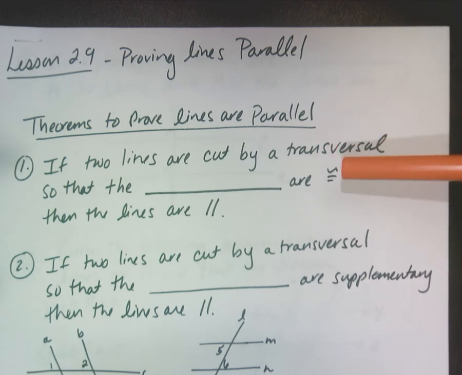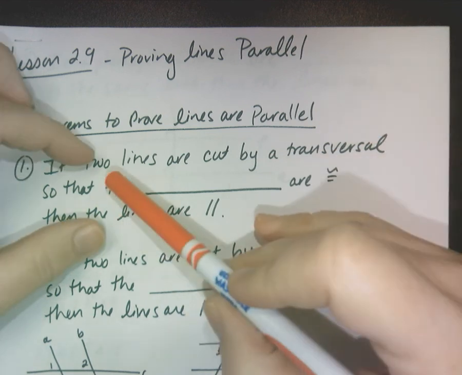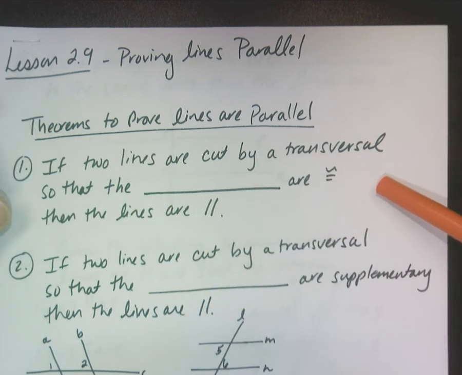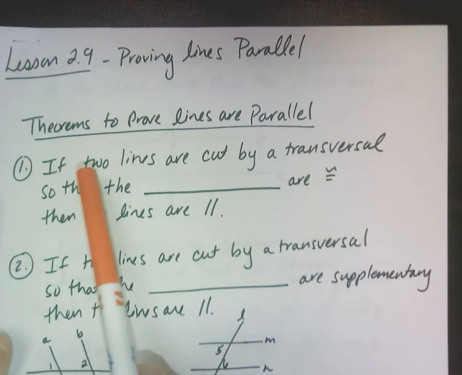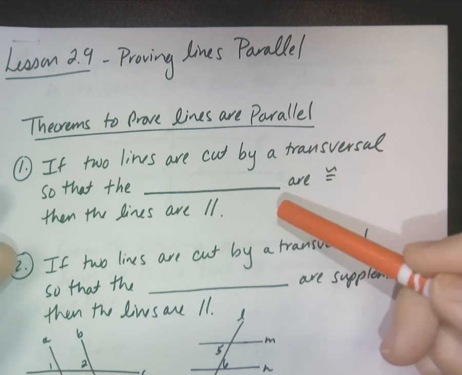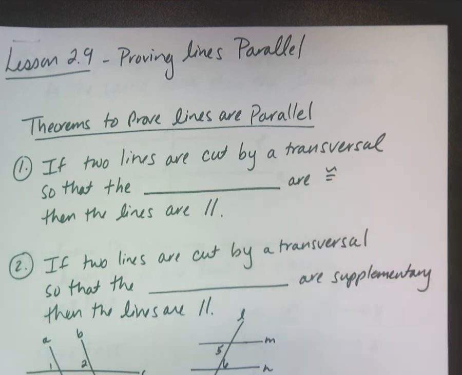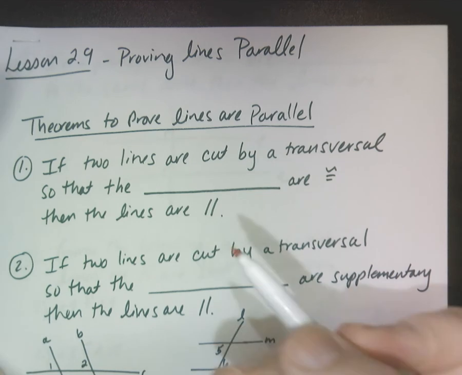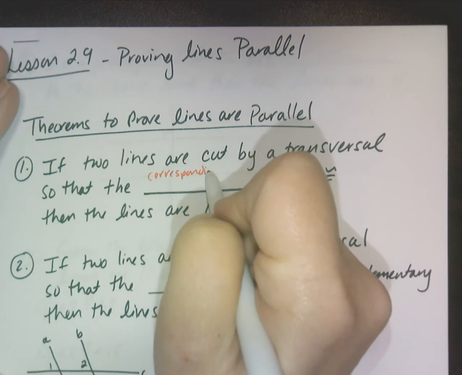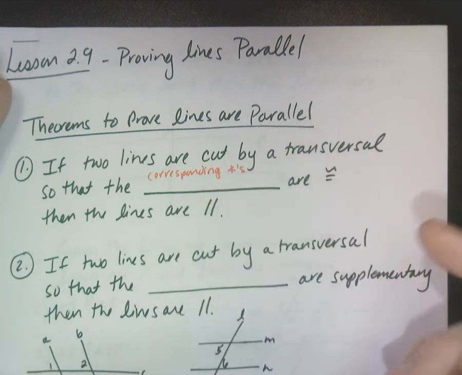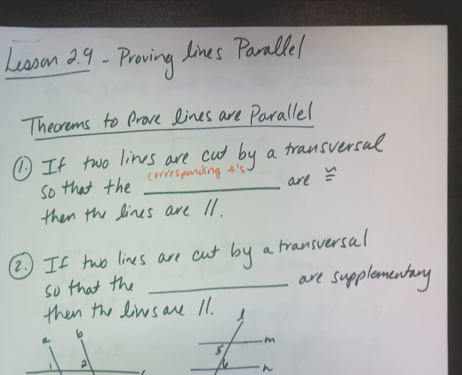These are the theorems to prove lines are parallel, and pretty much this is actually what you would write in the reason column of a proof. If two lines are cut by a transversal so that the blank are congruent, then the lines are parallel. And we know from yesterday that the ones that are allowed to be congruent are the corresponding angles. So if the corresponding angles are congruent, we got parallel lines.